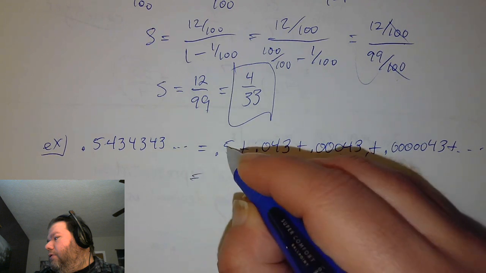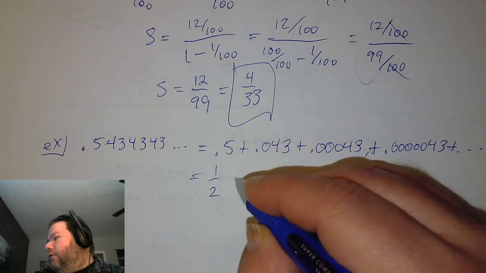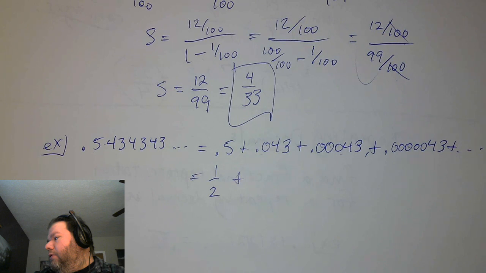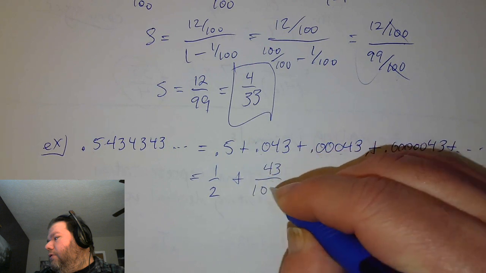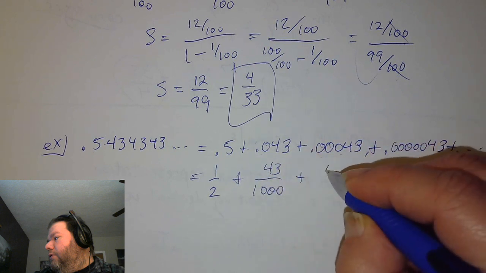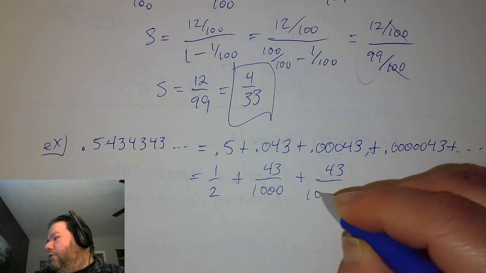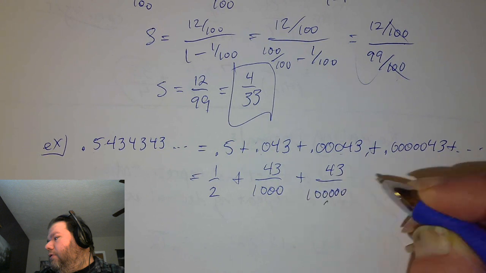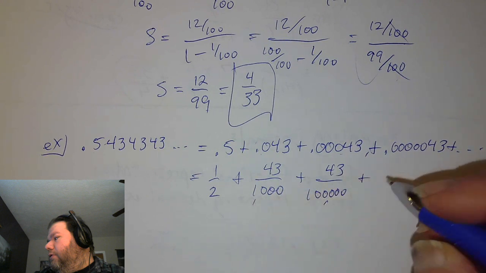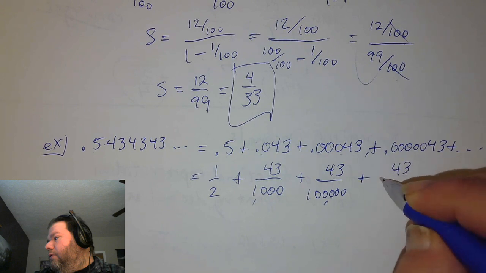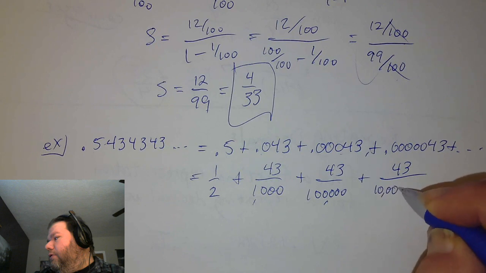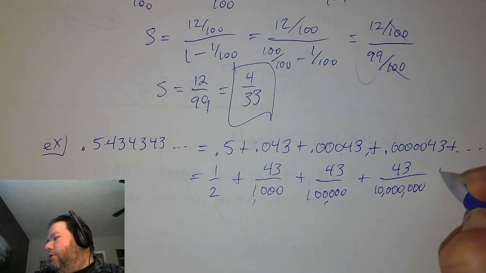Now, 0.5, we know that's 1/2, and this is 43 over 1,000, and this is 43 over 100,000, and this is 43 over 10 million. And so on.